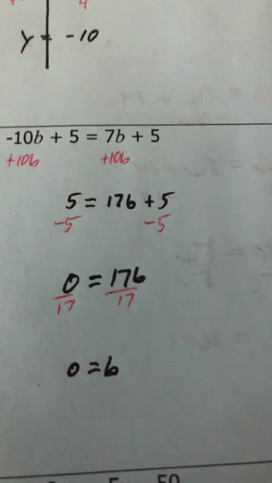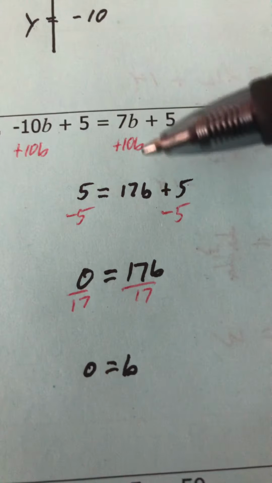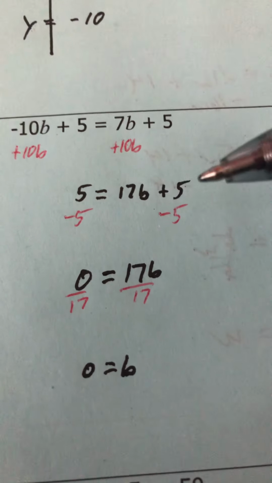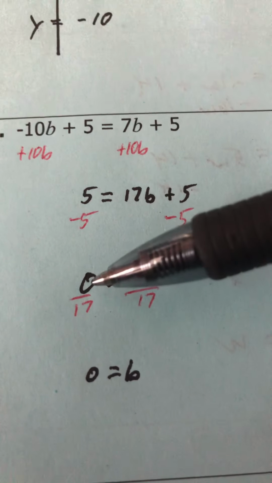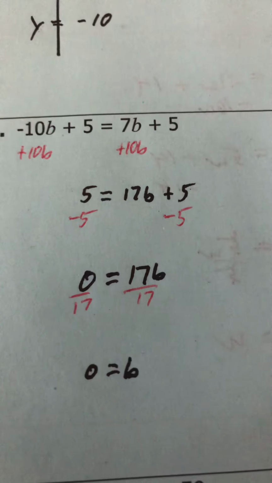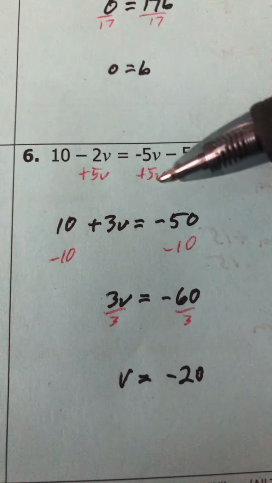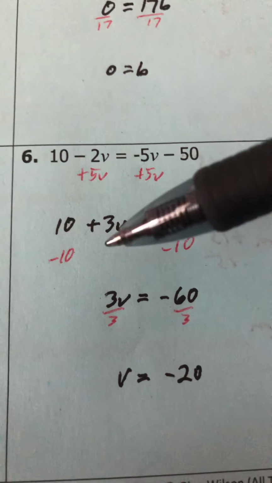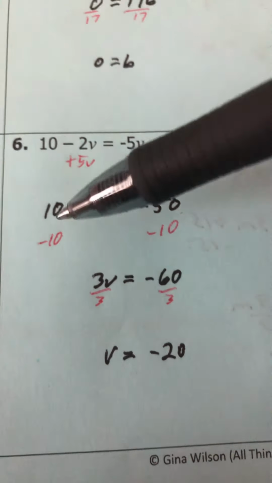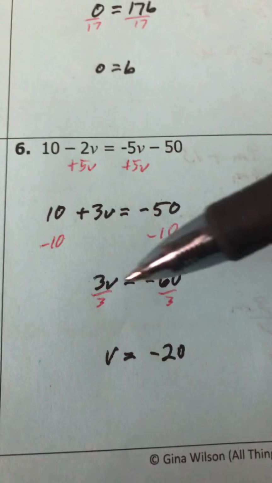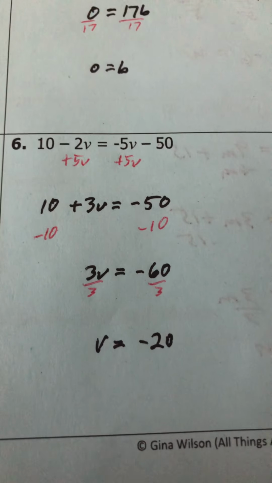Number 4, and you can slow this video down as you need to. I end up adding 10b to both sides just to keep that b positive, and then I subtract 5 from both sides. I end up getting 0. 17b equals 0, so I divide both sides by 17. I get 0 equals b. For number 6, I'm going to add 5v to both sides. I end up getting 3v here, and I'm working on getting that v by itself on one side. So I subtract 10 from both sides. I end up getting 3v equals negative 60. I divide both sides by 3, and I get v equals negative 20.